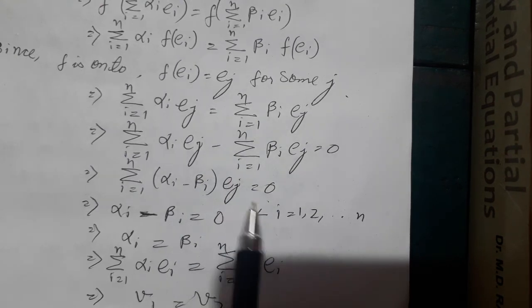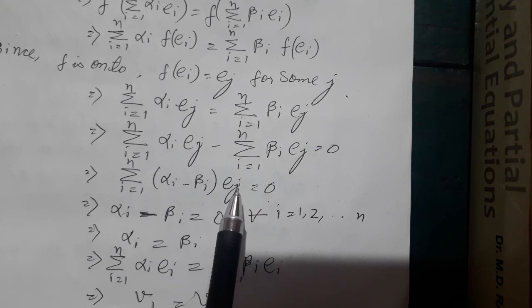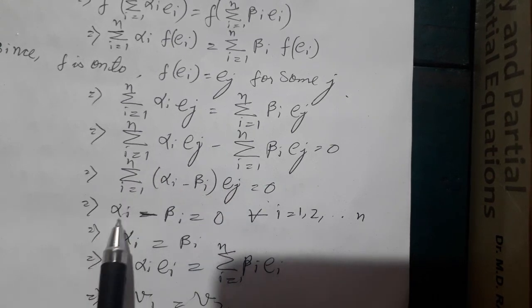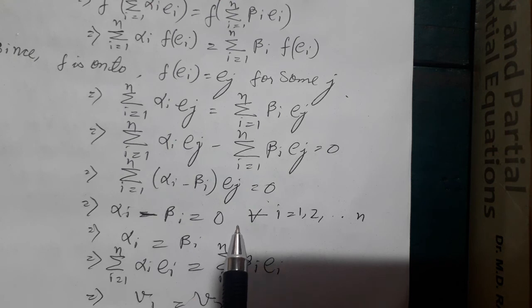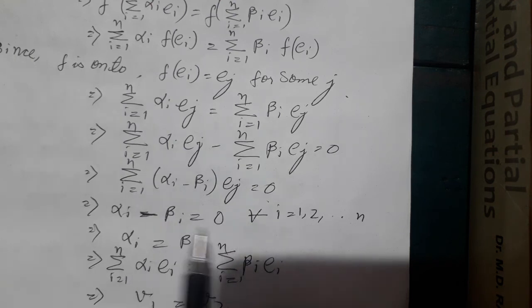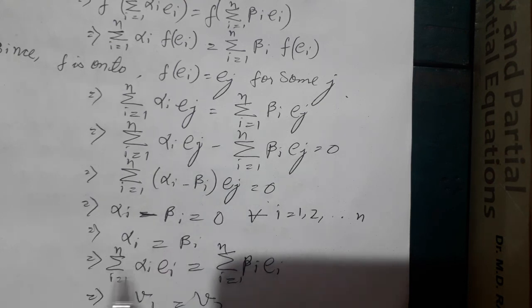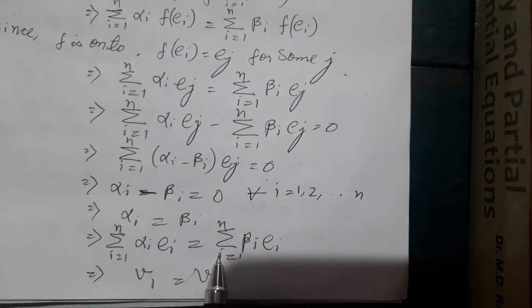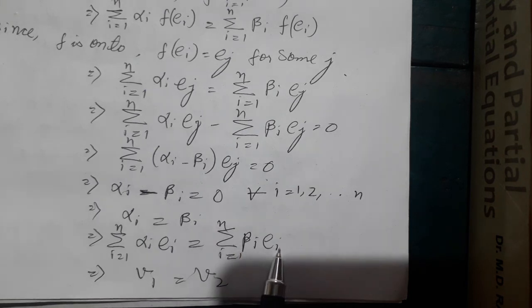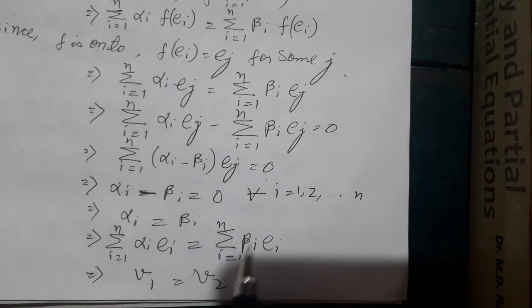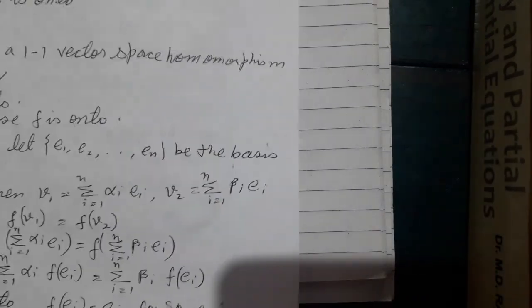Now e_1, e_2 till e_n are the basis of V, so they are linearly independent. That shows that the scalars should be 0. So we have alpha_i minus beta_i should be 0. Now you bring this to this side, we get alpha_i equal to beta_i. You multiply with e_i and take the summation, so we get summation i equal to 1 to n alpha_i e_i equal to summation i equal to 1 to n beta_i e_i. So this is nothing but v1, this is nothing but v2. So we have shown that v1 equal to v2. Thus it shows that F is one-one. Hence the result. Thank you.